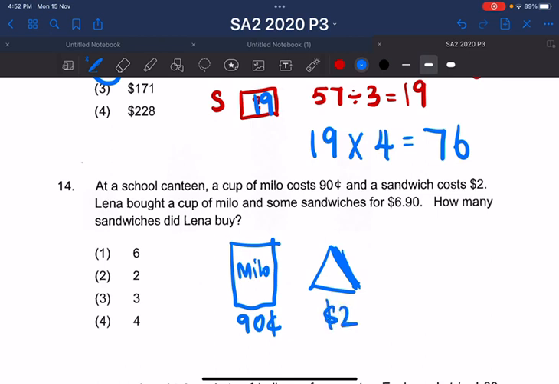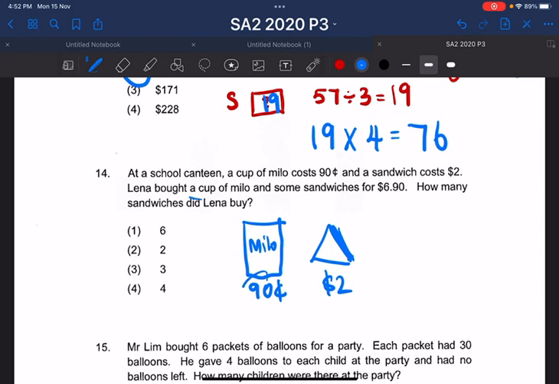Now, what this girl, Lena, did was she bought a cup of Milo. A cup of Milo means 1 cup, 90 cents. And she bought some sandwiches and a cup of Milo for $6.90. Okay, that means she bought a Milo and some sandwiches. I don't know how many sandwiches, but the total is $6.90. So the question will be, how many sandwiches did this girl buy?